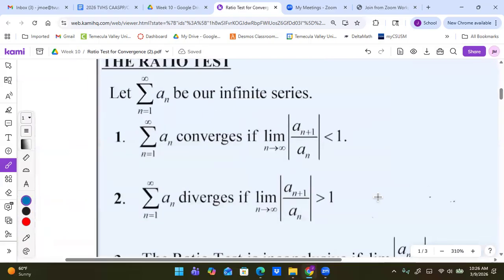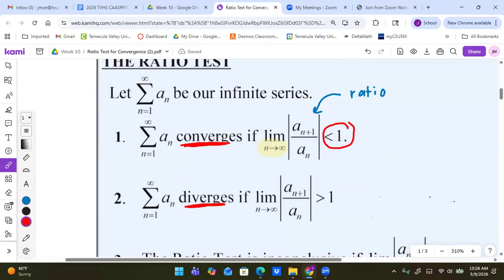Okay, so let a sub n be our infinite series. First rule, the series converges if the limit as n approaches infinity of a sub n plus 1 divided by a sub n is less than 1. So basically what you're going to do here is take the limit of the ratio, a sub n plus 1 divided by a sub n. When you're dividing two things like that, a fraction, it's a ratio. You're going to do the limit of the ratio. If it's less than 1, the series converges.